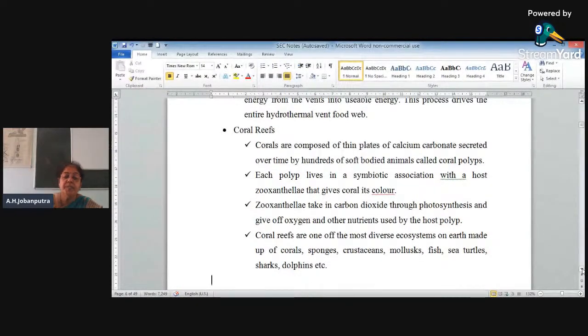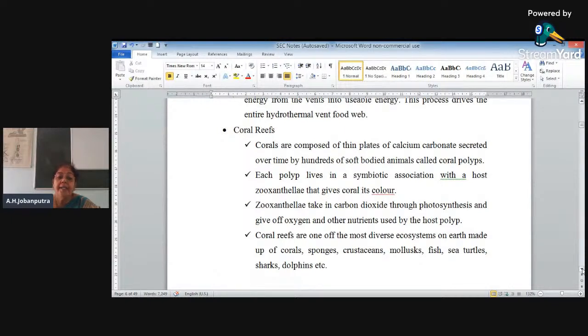So these polyps keep on liberating or secreting calcium carbonate, and these layers of calcium carbonate go over each other and form these corals. So these coral polyps are found in symbiotic association with zooxanthellae, and they give typical colors to the coral reefs.